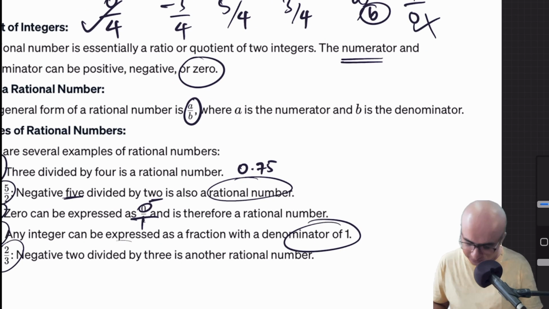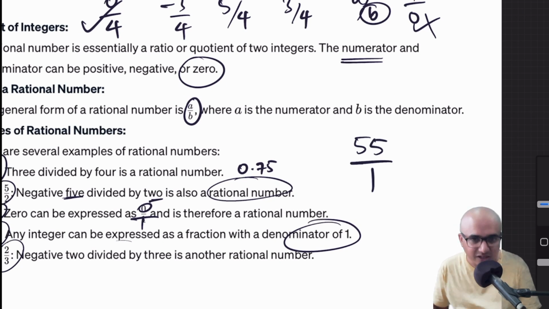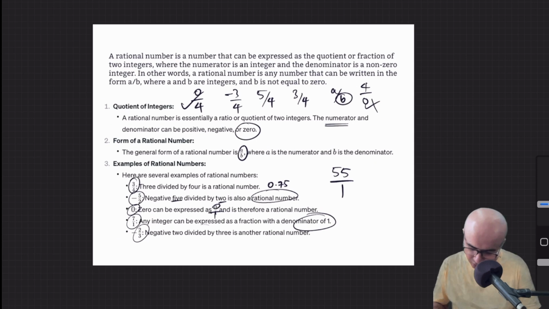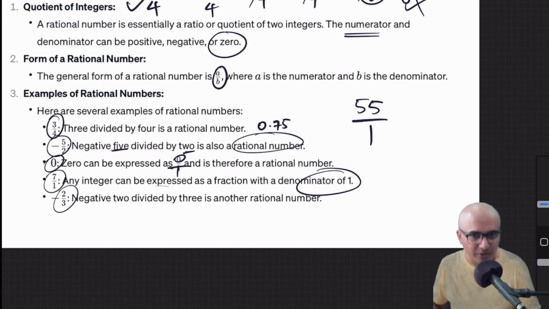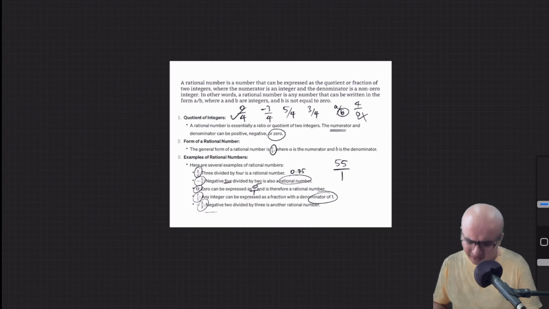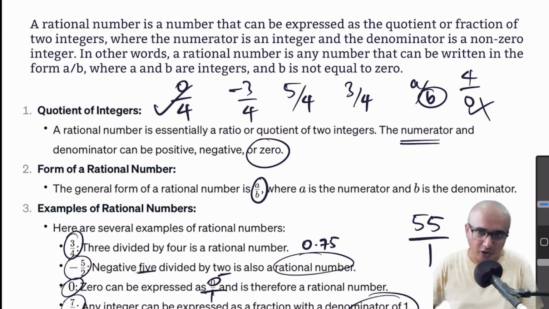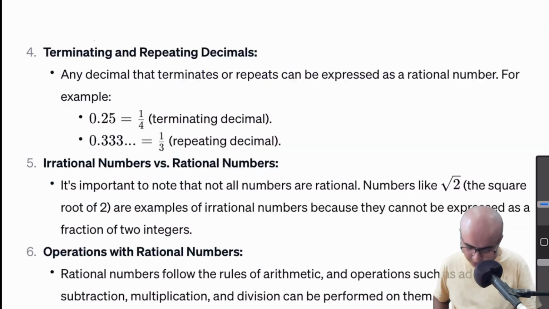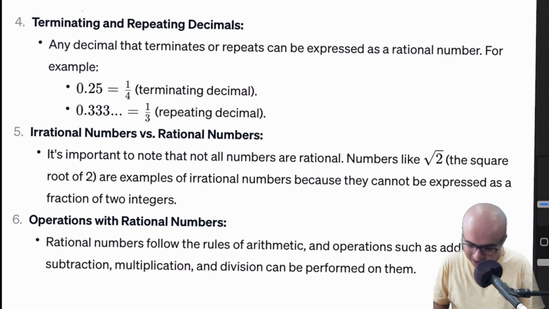That means any number, for example 55, can also be expressed in the form of a fraction when you divide that by 1. So just put 1 as the denominator, then you will get a rational number. Negative 2 divided by 3 is another rational number. There are various examples. You can just go on and on with respect to the examples. Moving on, the other characteristics.